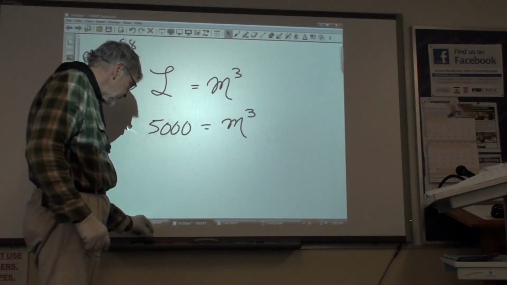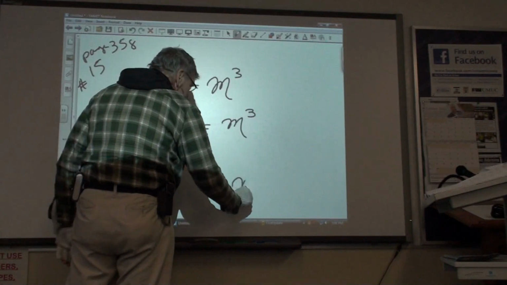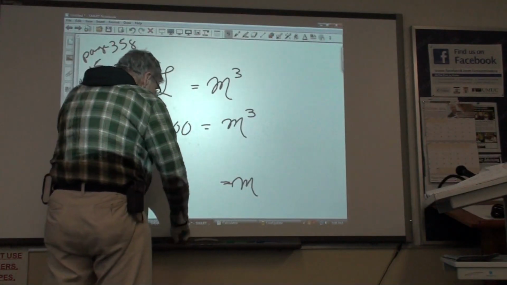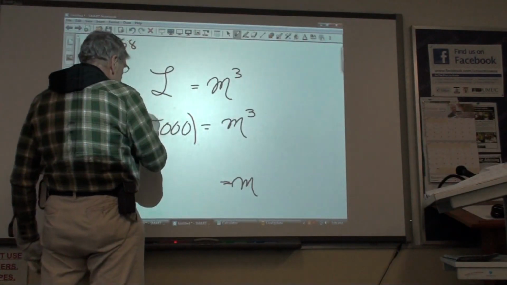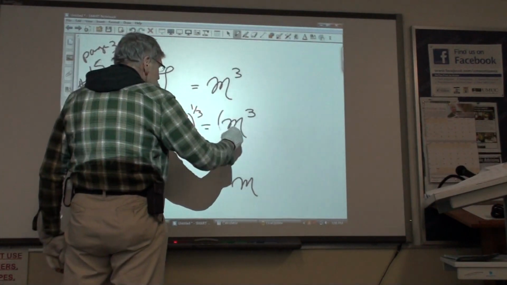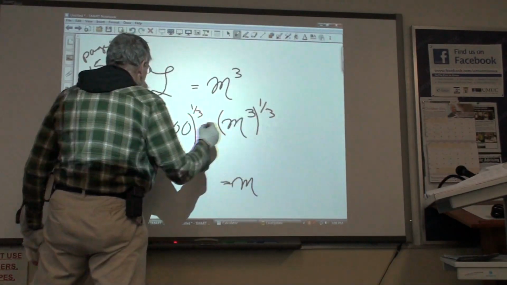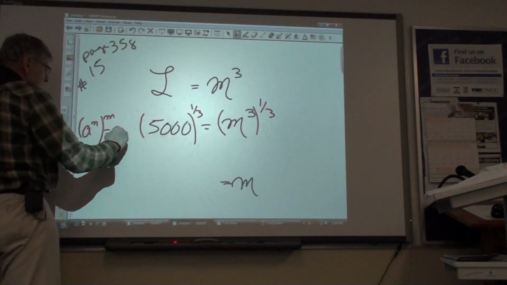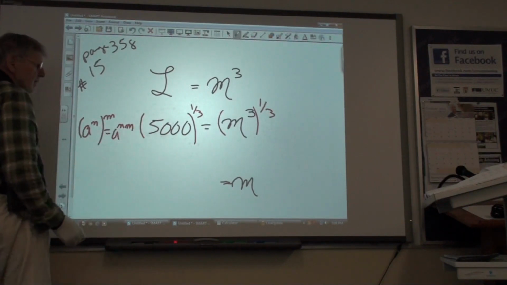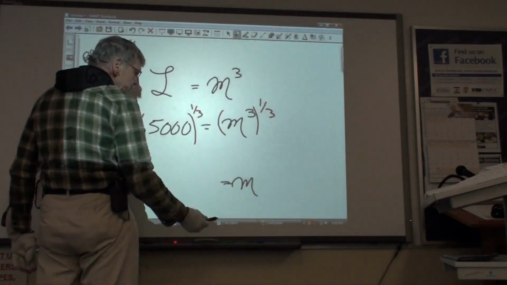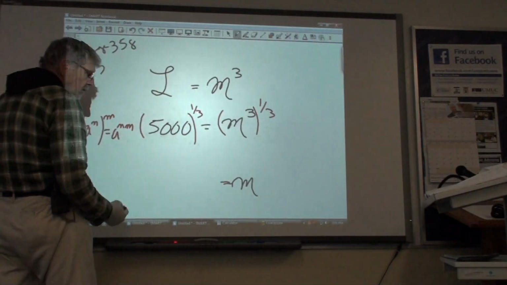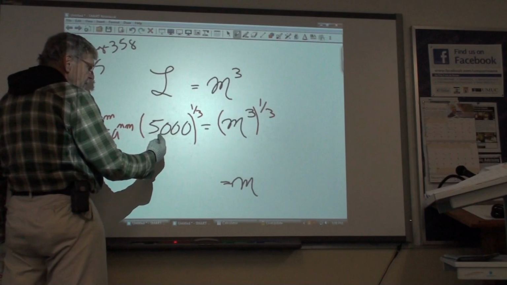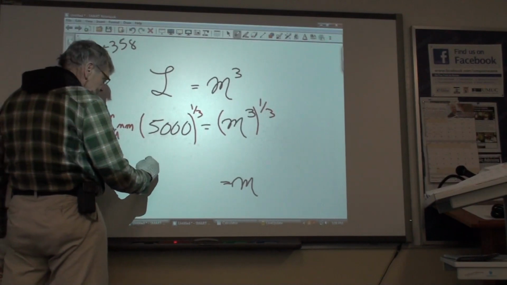So we want to find, as our answer, their mass. So what we have is their answer cubed. So if we take each one of these to the 1/3 power, then because a to the n raised to the m power is a to the n times m, that means 3 times 1/3 is just 1. So we get the M by itself, and now what we want is the cube root of 5,000.